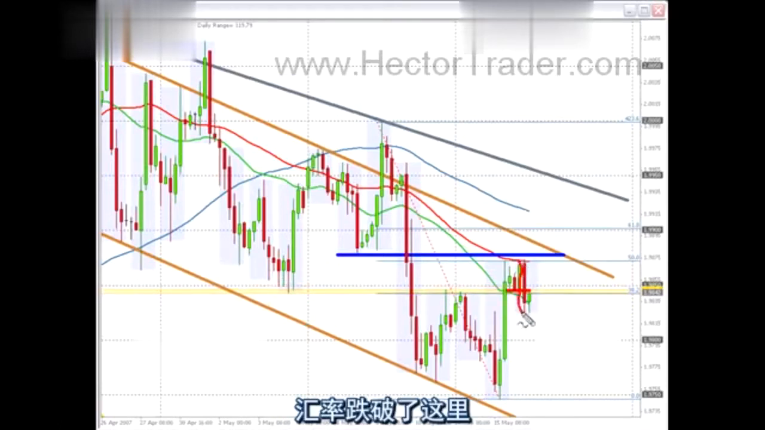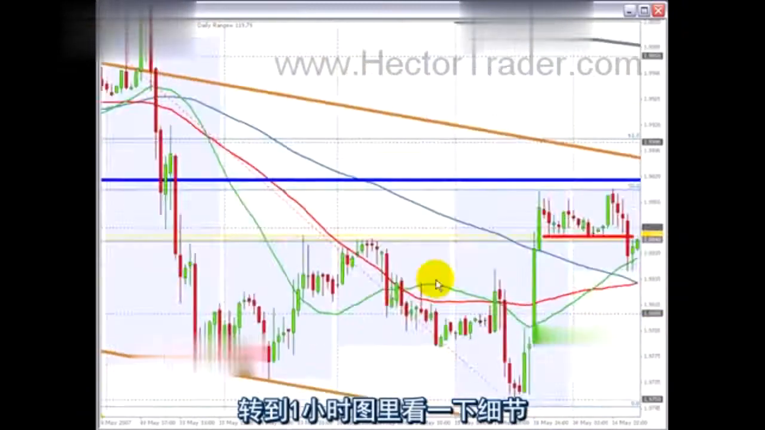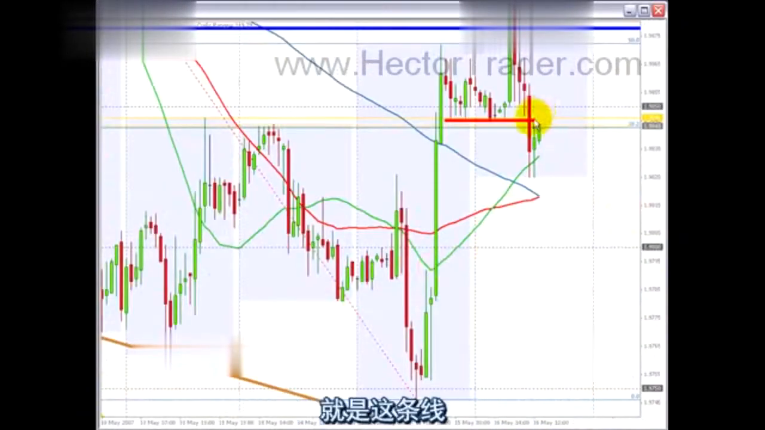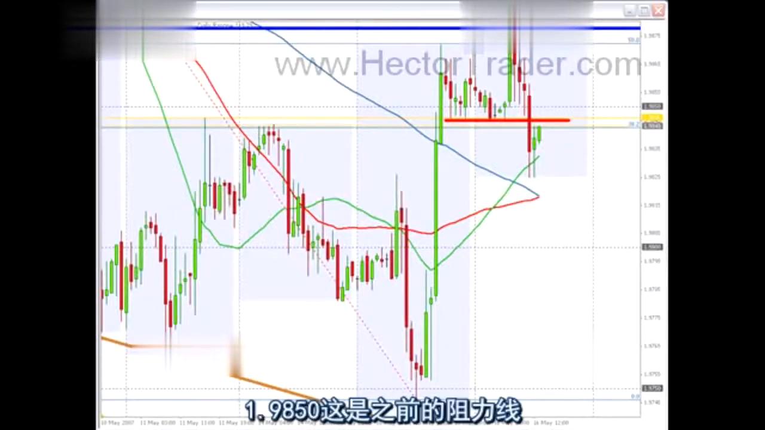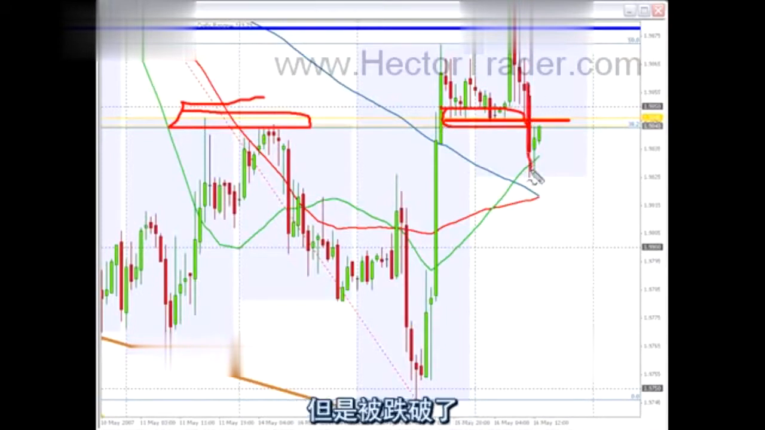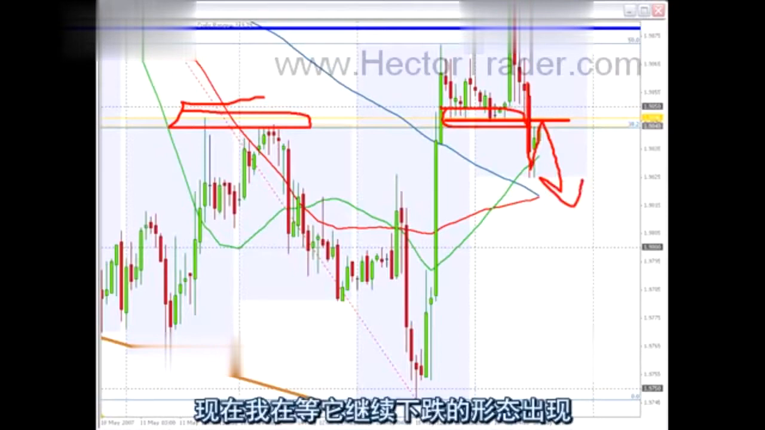We've broken below that level. We are now going through the retracement part. Let's zoom into the 1 hour chart for a clearer view. There we are. That level, the 198.50, working as support, now being broken, being retested, and I'm looking for continuation of the move to the downside. We are seeing an M formation.